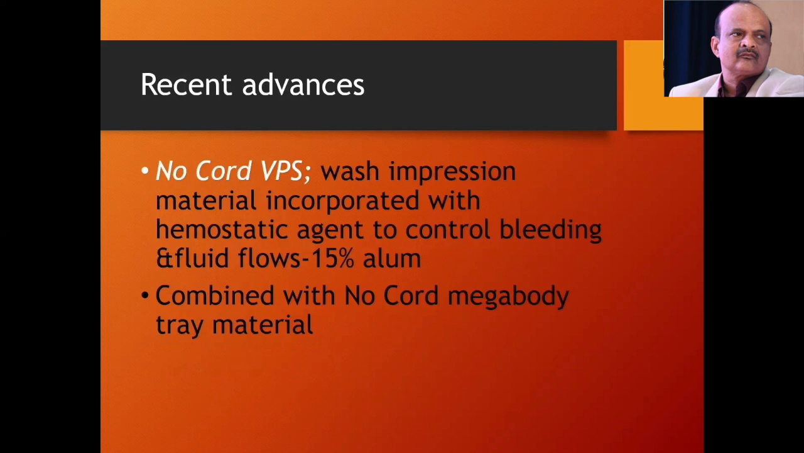Among the recent advances in rubber-based impression, there is one called VPS, a wash impression material incorporated with a hemostatic agent to control bleeding and fluid flow, having 15% alum incorporated in it. So you make the impression as well as retraction together. This particular light body impression is to be combined with a mega body tray material for a fine pickup impression. So this is a laminate technique.